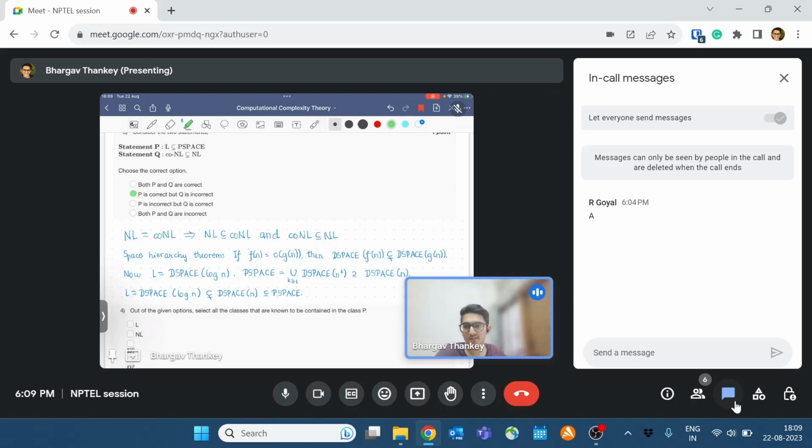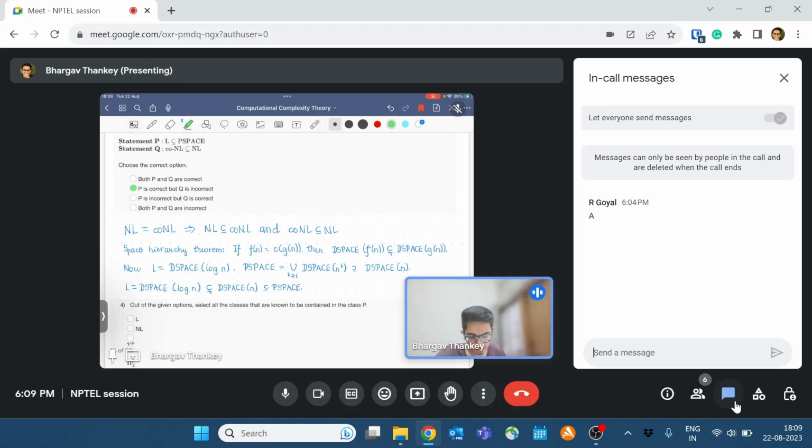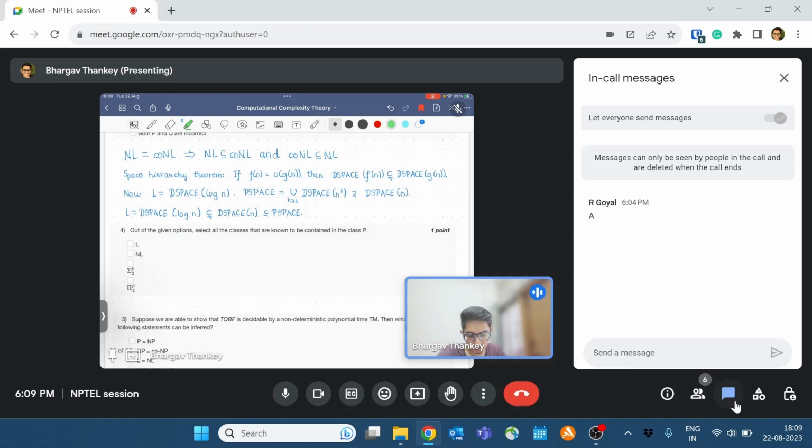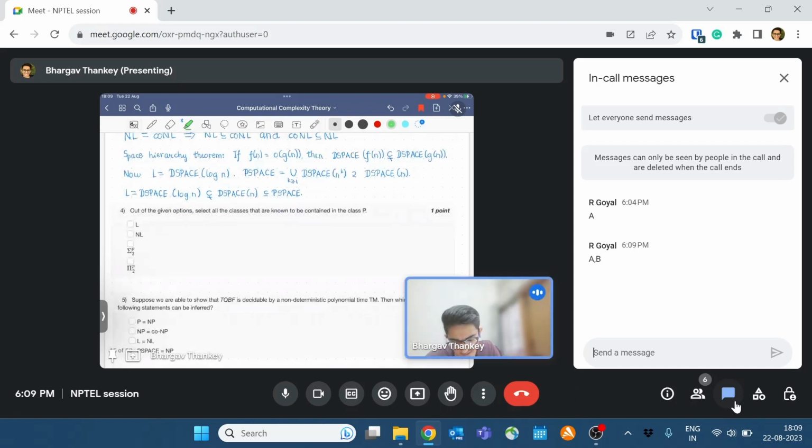Okay, so the next problem is: out of the following given options, select all the classes that are known to be contained in the class P. And the options are L, NL, sigma 2P, and pi 2P. So which of these are contained in P? Someone said A and B. Okay, so how are these contained in P?